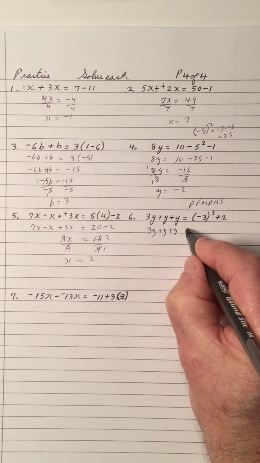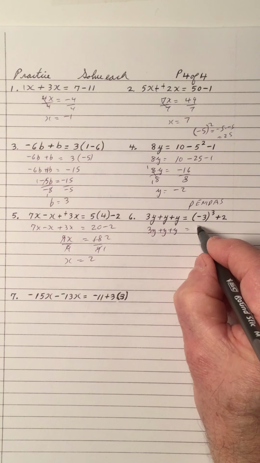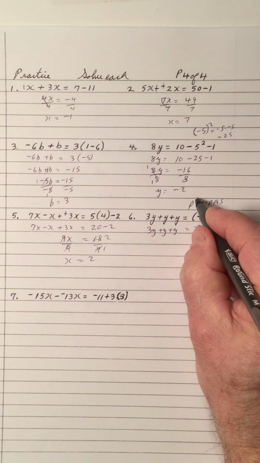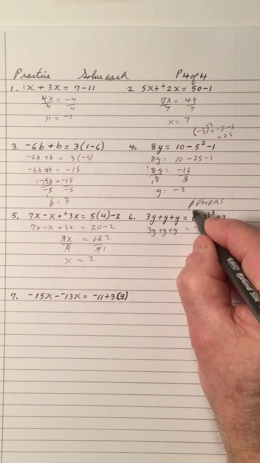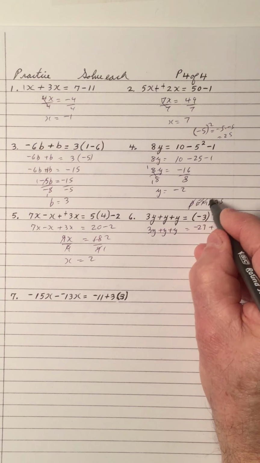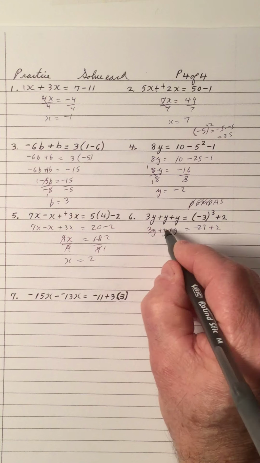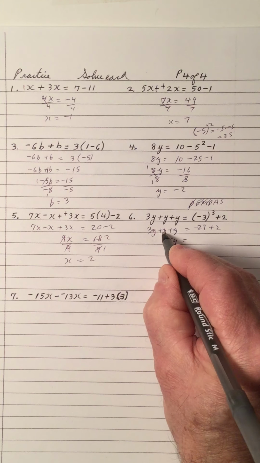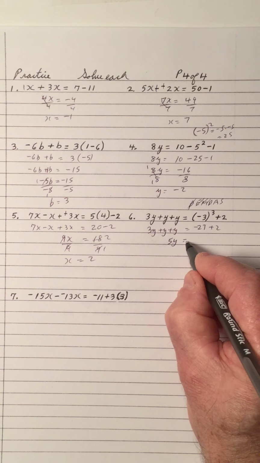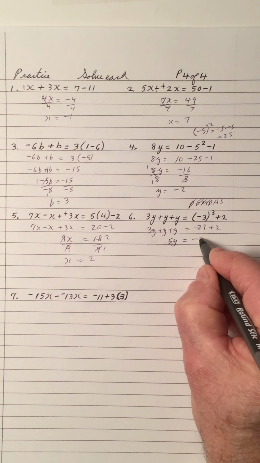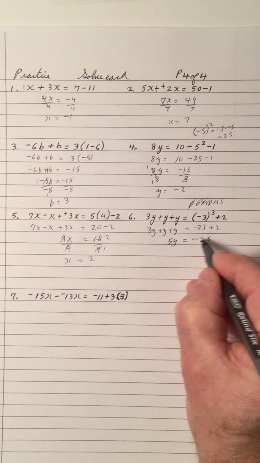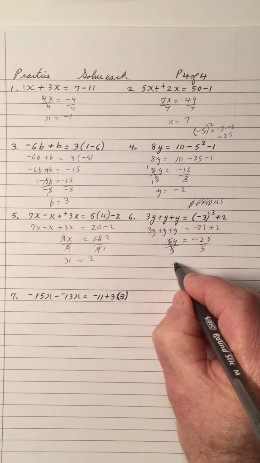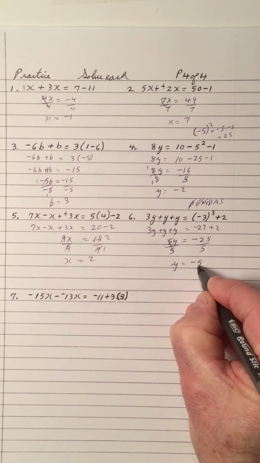PEMDAS. I have to work -2 cubed first, which is -27. Now, nothing to simplify inside. The power is done, and I've got no multiplication, so I'm going to add both sides. 3 plus 1 plus 1 is 5. That's a 1, and that's a 1. -27, add on 2 is -25. Divide by 5, divide by 5. They cancel. y equals -5.